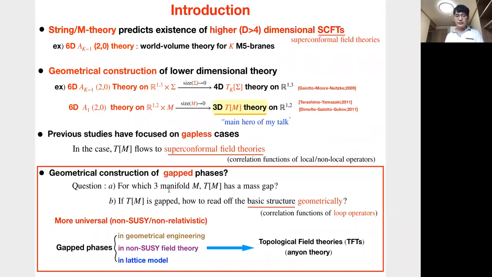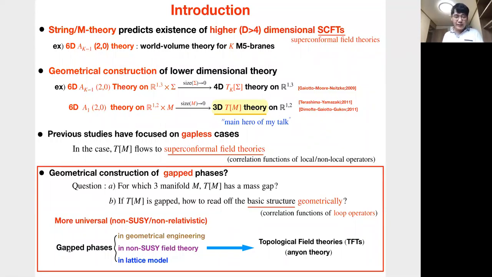First I will determine which 3-manifold will keep a gapped phase, and if we keep a gapped phase, then how to read off the basic structure of this gapped phase. Basically, how to compute the correlation function of loop operators in this gapped phase. This is interesting because this gapped phase describes a more universal class of physical systems.